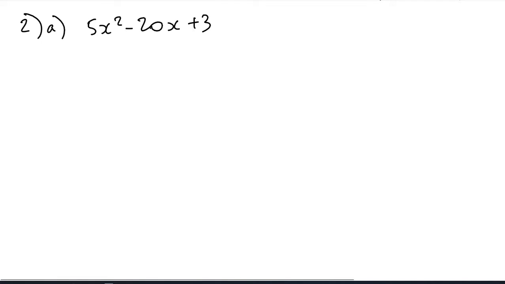Question 2. Express 5x squared minus 20x plus 3 in the form p(x + q) squared + r, where p, q and r are integers. So hopefully you will have spotted, and I think everyone did, that this is completing the square. In terms of completing the square, you have to be very careful when there's a coefficient of x squared.